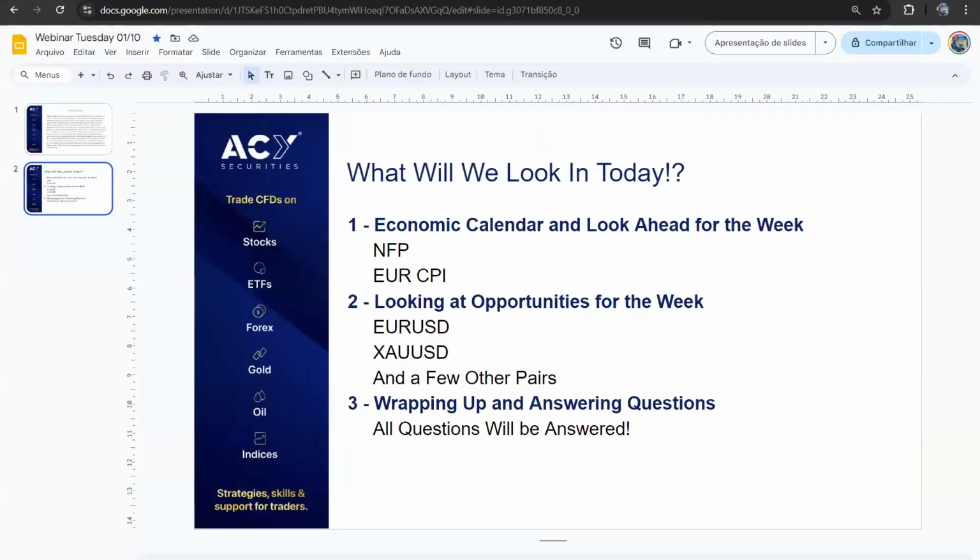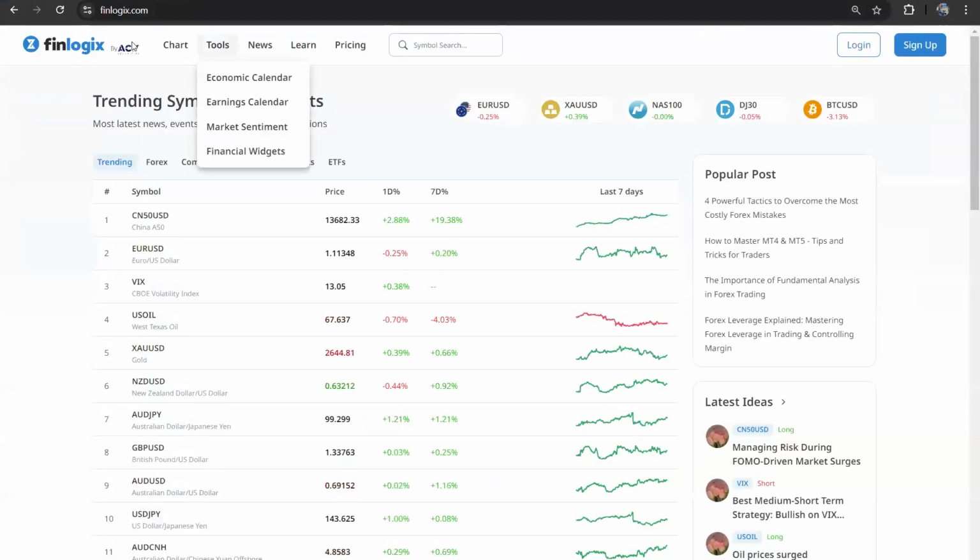Okay, let me get out of here. Perfect. All right, so I will be using, of course, FinLogic's economic calendar, the best economic calendar out there. I'm not joking. This is, in my opinion, the best economic calendar. You can check data going all the way back.